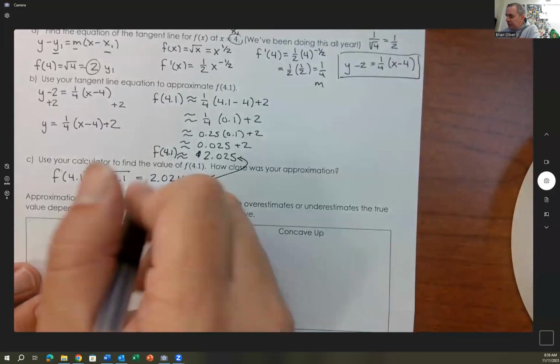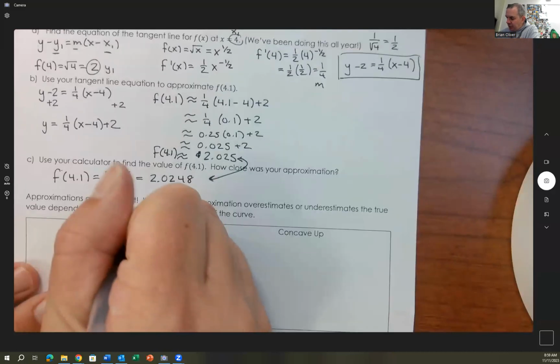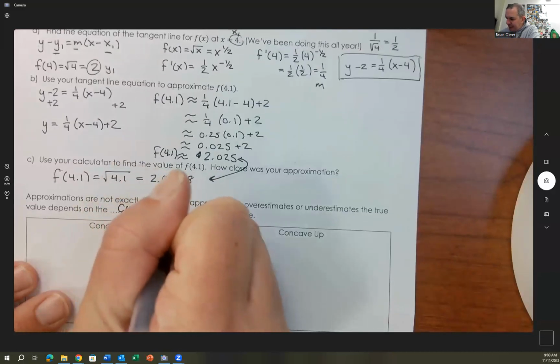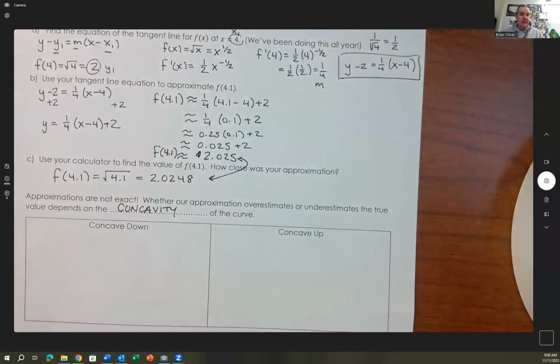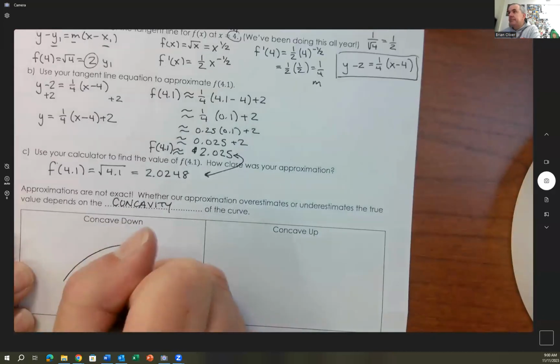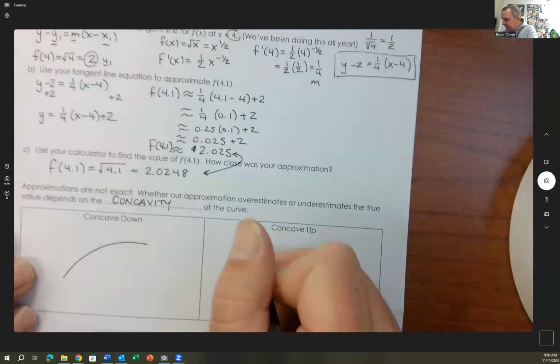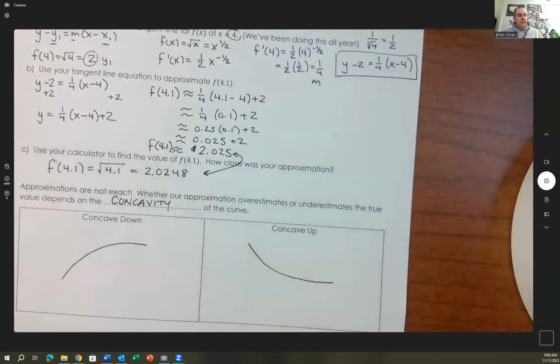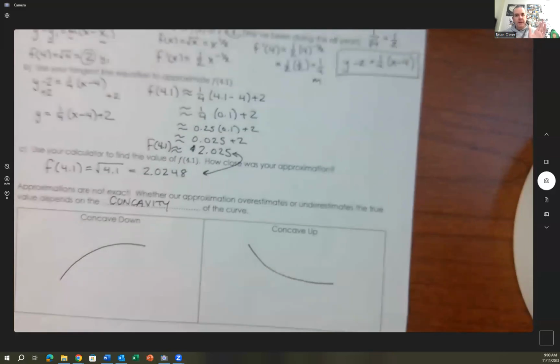Okay, so now approximations obviously are not exact. What we're going to talk about is concavity. So when I talk about concavity, what I mean is the following. This right here is concave down. This right here is concave up. Again, concave down, concave up.